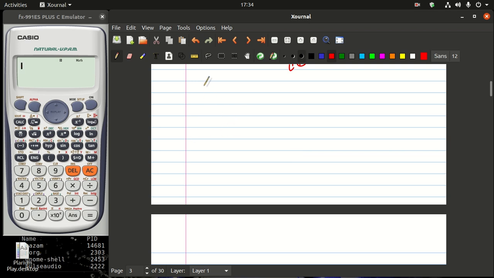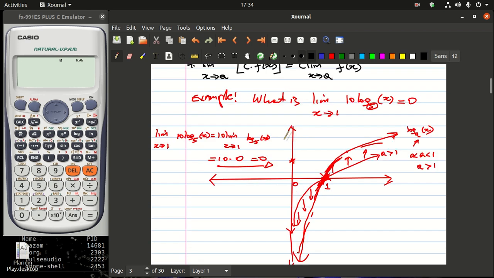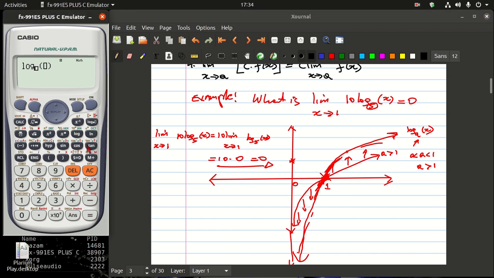Let's look at rule number 5. If you take note here, if I just plug in here log base 5, and I plug in a 1, the answer I'm getting is 0, and I multiply this whole thing by 10.